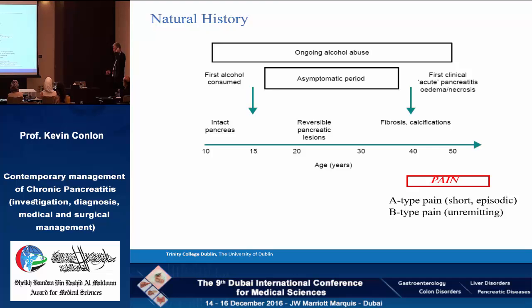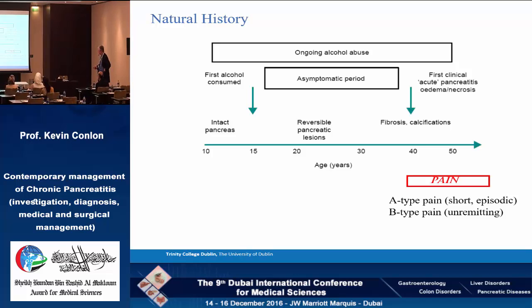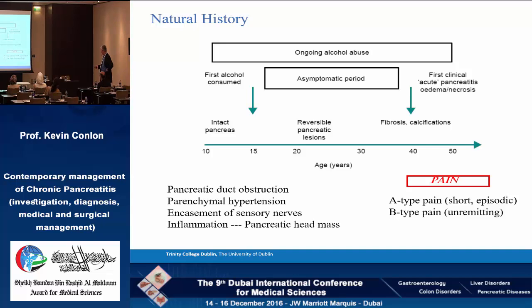So what happens? Well, you get ongoing alcohol abuse, and patients present with a relatively asymptomatic period. This is really the pathological changes in the gland where you get fibrosis, calcification. It's only when they get to here that they start complaining of pain, and there are two types of pain, short and episodic or unremitting pain, and we'll talk a little bit about that. And what's happening during this whole period of alcohol abuse and calcification and inflammation is that you're getting pancreatic duct obstruction, parenchymal hypertension, encasement of sensory nerves, and inflammation.